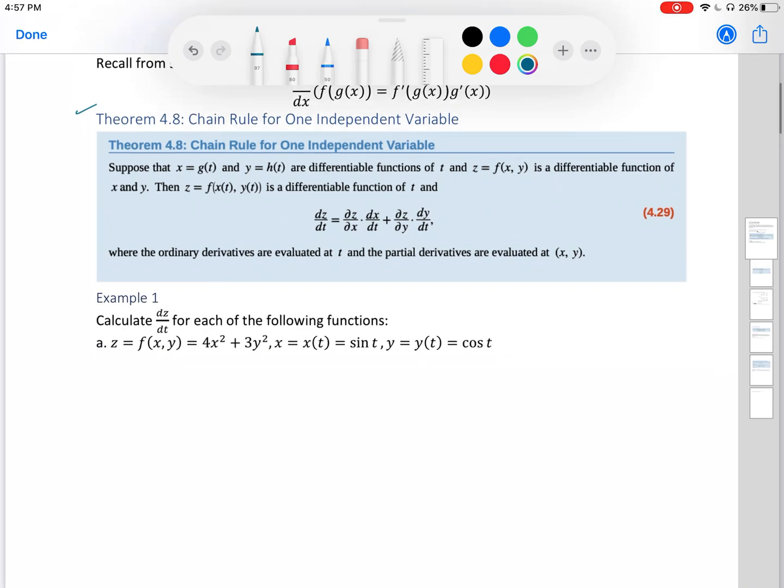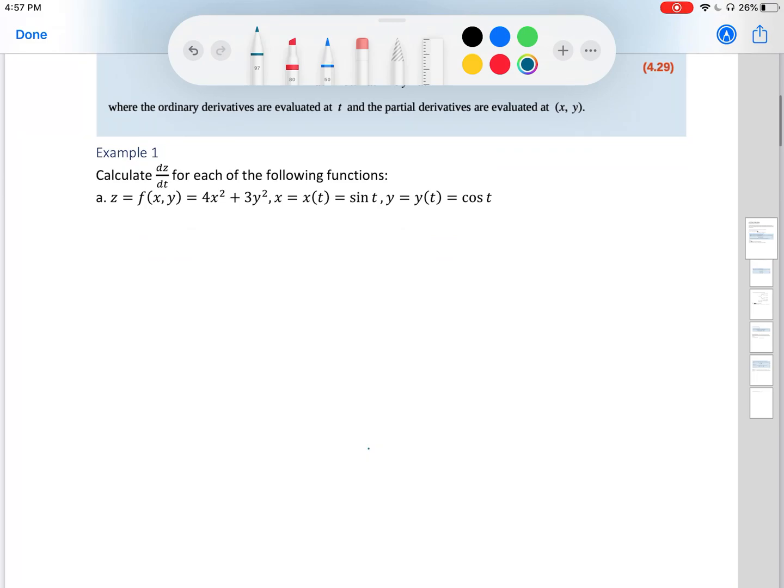Alrighty, so let's go ahead and do example 1. Calculate dz/dt for each of the following functions. We're given z equals f of x comma y equals 4x squared plus 3y squared. We're also told that x is equal to sine of t and y equals cosine of t.